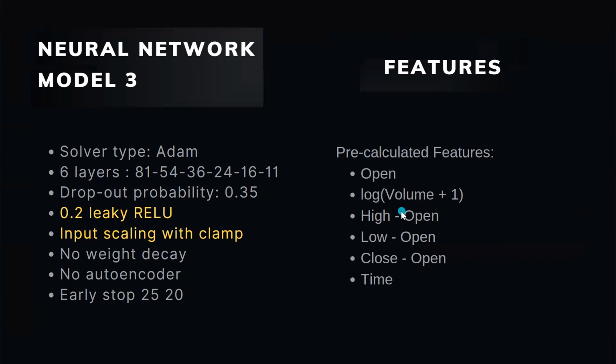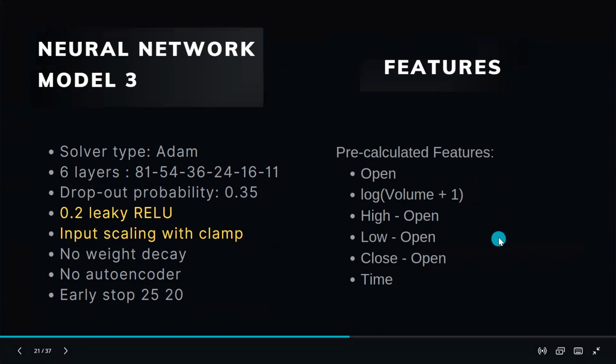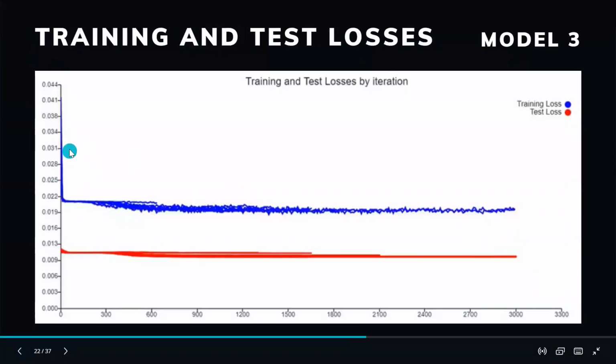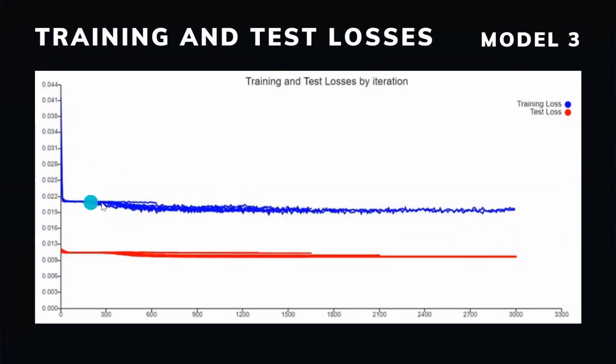And for our last model, we use 0.2 leaky ReLU as well as input scaling with clamp. And here are the features. Here is the train and test losses. We can see that the model isn't actually able to learn a lot from the data.